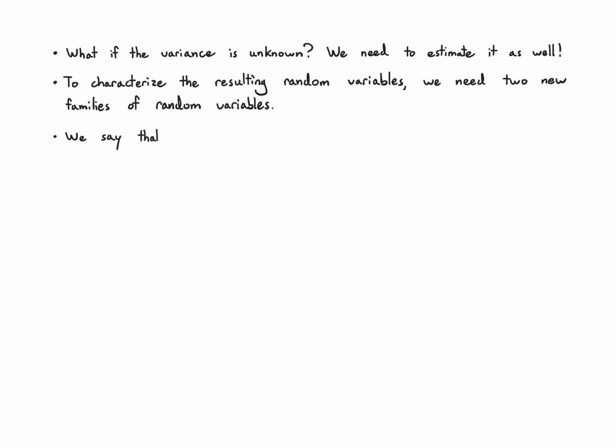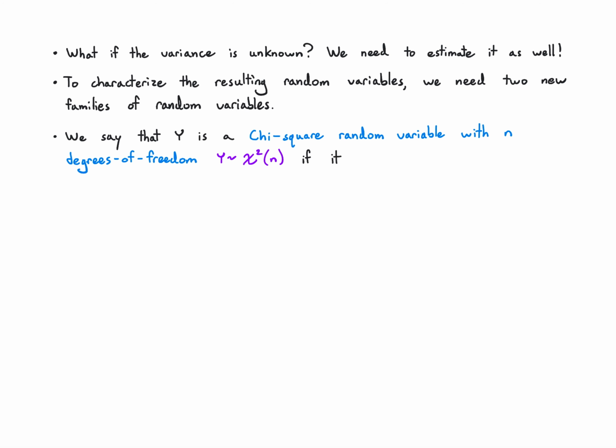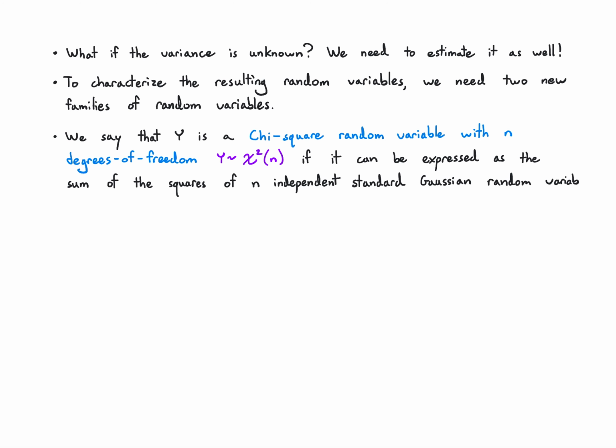So we say that Y is a chi-square random variable with n degrees of freedom. The way that this is written is Y is distributed as this chi symbol squared with this parameter n, if you can write it as the sum of the squares of n independent standard Gaussian random variables. Maybe it's easier to see that with an equation. Then Y would be equal to the sum of Xi squared from 1 to n, where X1 up to Xn are IID Gaussian 0, 1.